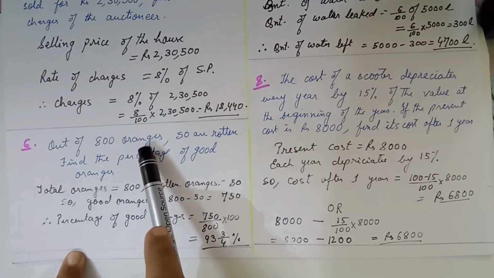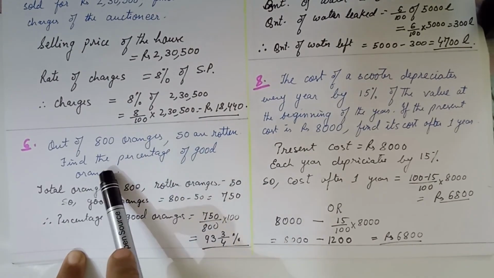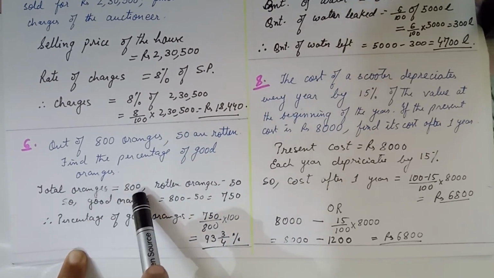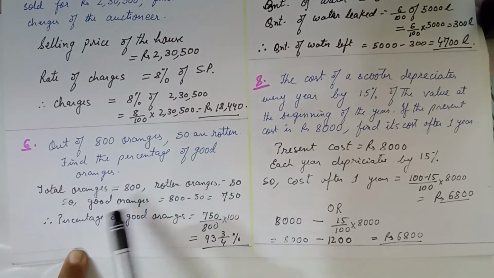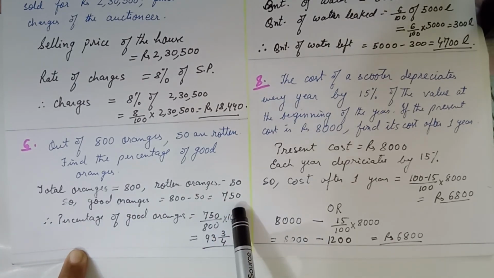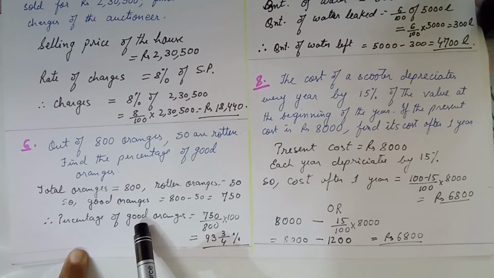Out of 800 oranges, 50 were rotten. Find the percentage of good oranges. So we know that the total number is 800, the rotten are 50. So how many do I have with me now? Subtract: 750. Percentage, as I said, is always done with the original number.